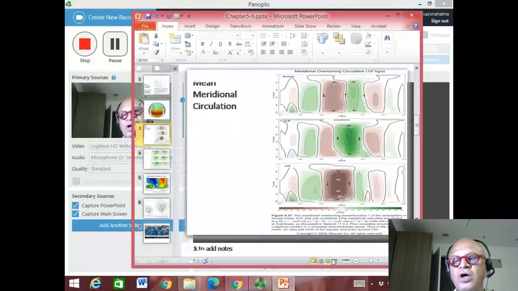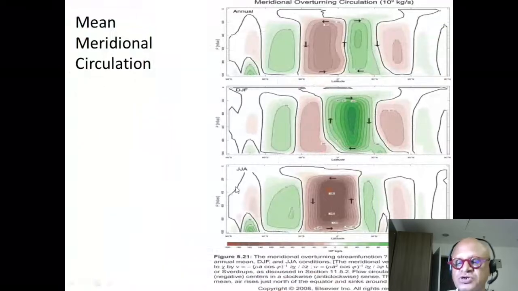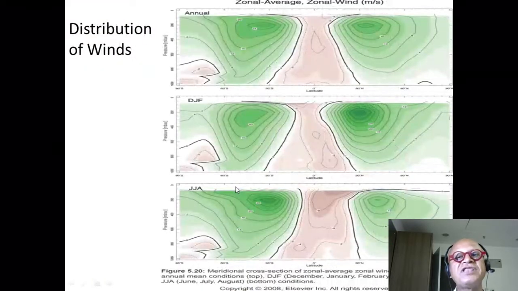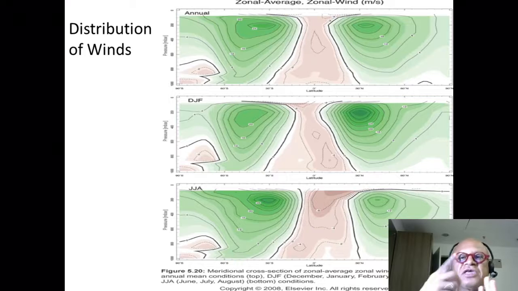To continue our meridional structures, we'll jump to the winds themselves instead of the cells. When we did cells, we looked at stream functions, not zonal winds. So the distribution of winds themselves shows this particular structure with weak easterlies. The negative numbers here are easterlies.